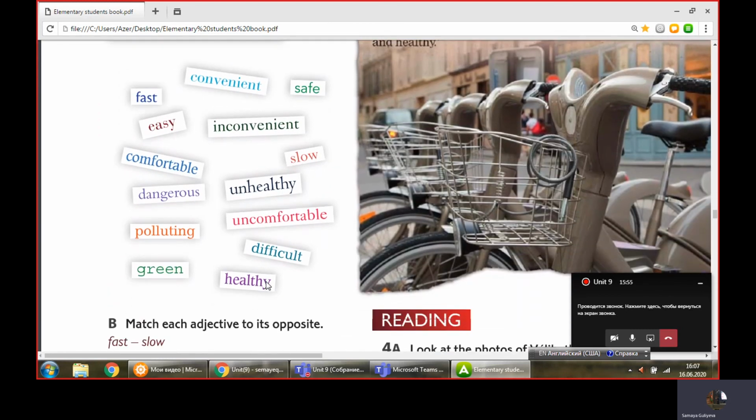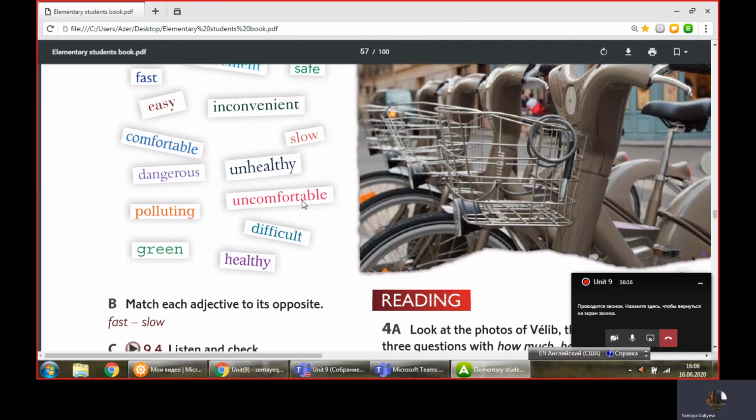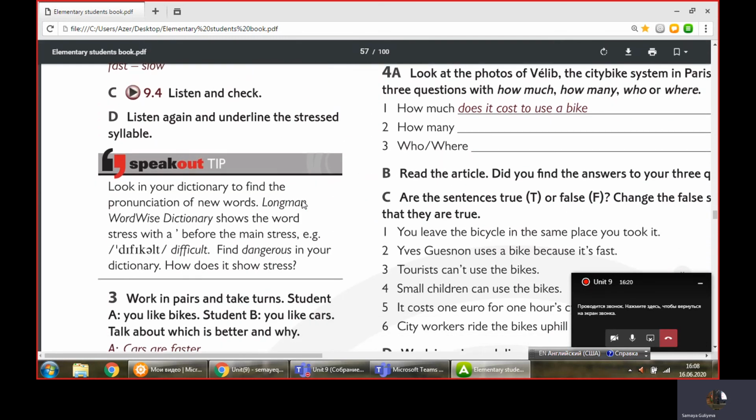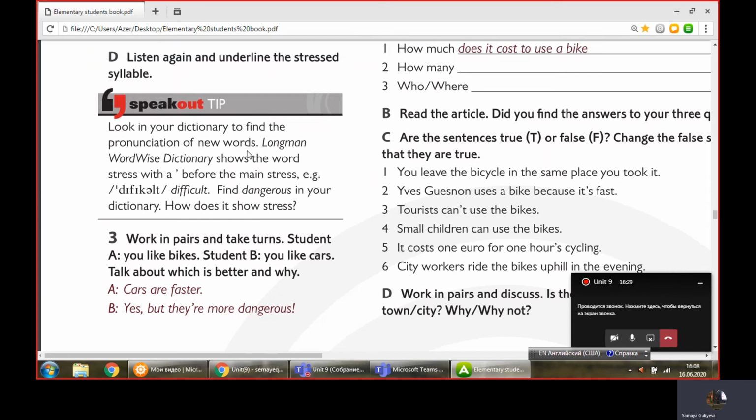Let's start. Fast, slow. Easy, difficult. Comfortable, uncomfortable, yes, negative prefix. Dangerous, safe. Polluting, green. And healthy and unhealthy. Check new words, take notes. These are essential words to use. And look in your dictionary to find the pronunciation of new words. When you learn new words, do not forget to check the pronunciation and stress. This will make your speaking more lucid and understandable.